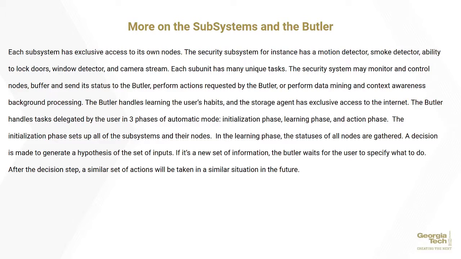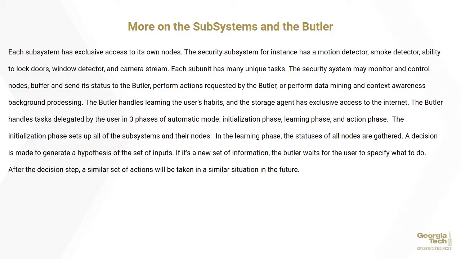Each subsystem has exclusive access to its own nodes. The security subsystem, for instance, has a motion detector, smoke detector, ability to lock doors, window detector, and camera stream. Each subunit has many unique tasks. The security system may monitor and control nodes, buffer and send its status to the butler, perform actions requested by the butler, or perform data mining and context awareness background processing. The butler handles learning the user's habits, and the storage agent has exclusive access to the internet.